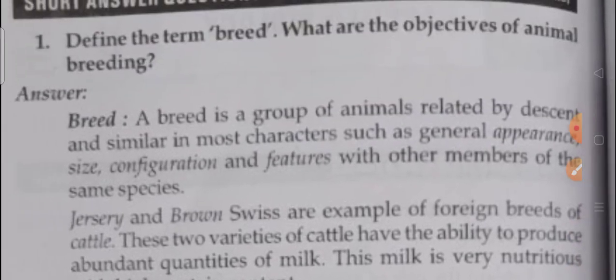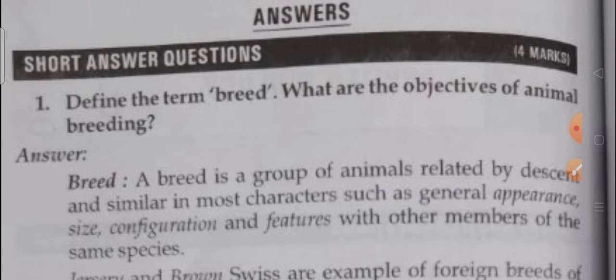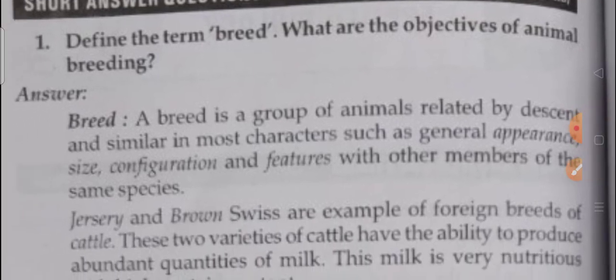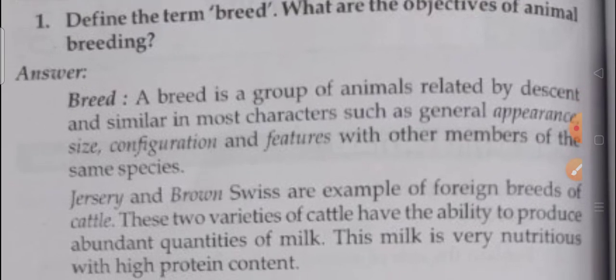Define the term breed. What are the objectives of animal breeding? A breed is a group of animals related by descent and similar in most characters such as general appearance, size, configuration, and features with other members of the same species. Breed is a group of animals mainly related by descent and similar in most characters.